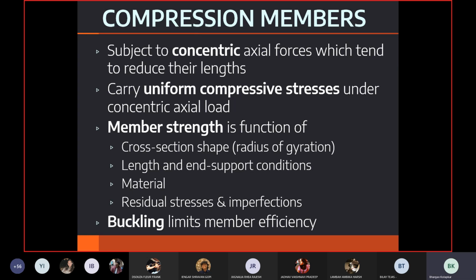Now we know that compression members have a tendency to buckle. So if it's a very short compression member, for example, you take a 15 centimeter scale and try to compress it, it might buckle after some time. But you take a 30 centimeter scale, apply load, it'll start buckling at a very small amount of load. So buckling again complicates this process further, and it reduces the amount of load that a column can take, even though the material might not have failed. So buckling is a geometric failure that complicates this process.